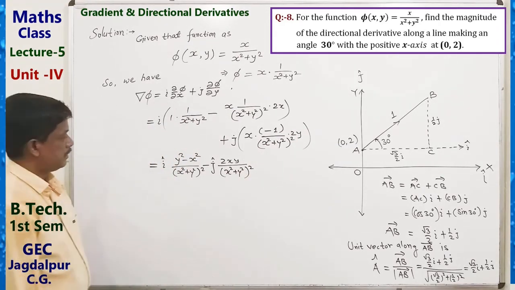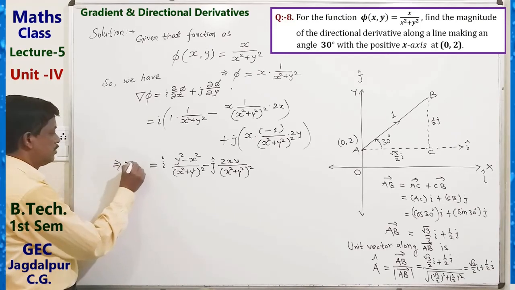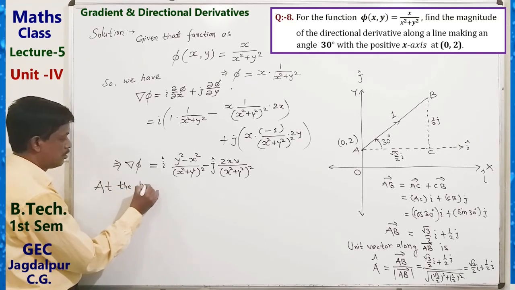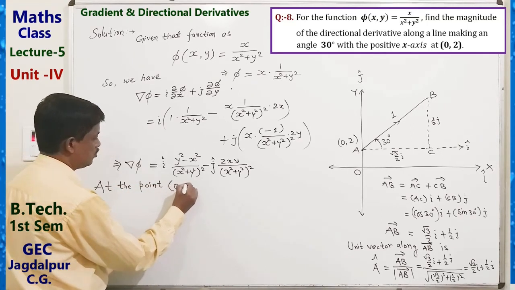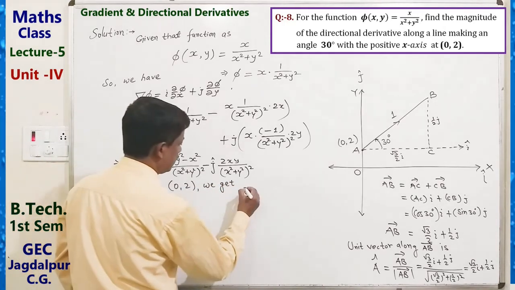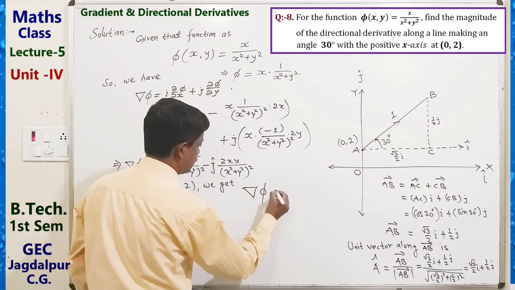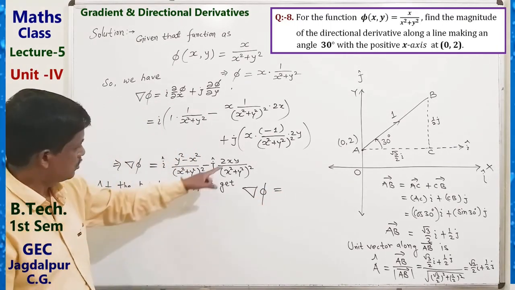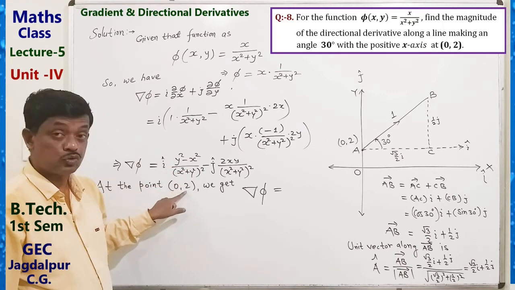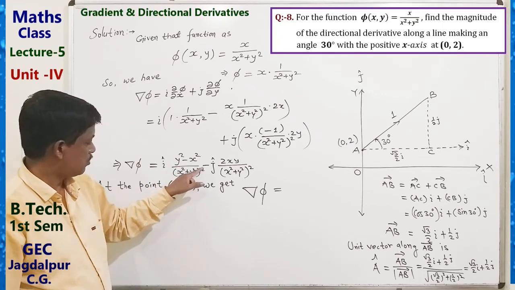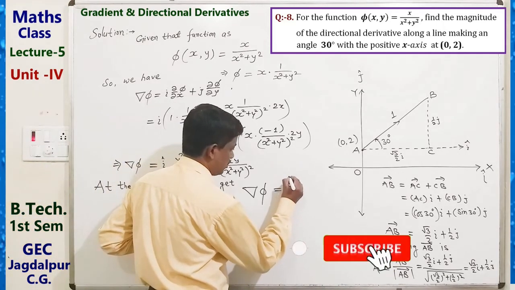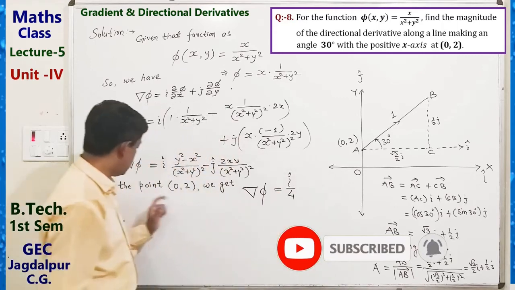Clear? This is del phi. At the point (0, 2) we get del phi: x equals 0 and y equals 2. So here y square over y power 4, y square cancels, 2 power 4 (sic), I by 4. This is del phi at this point.